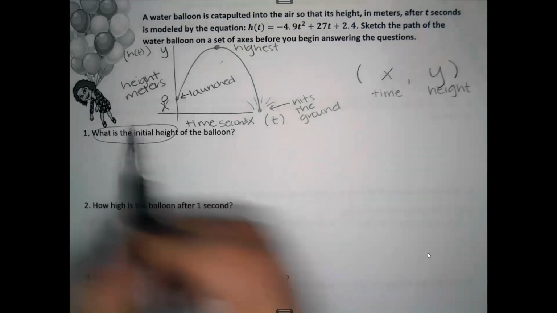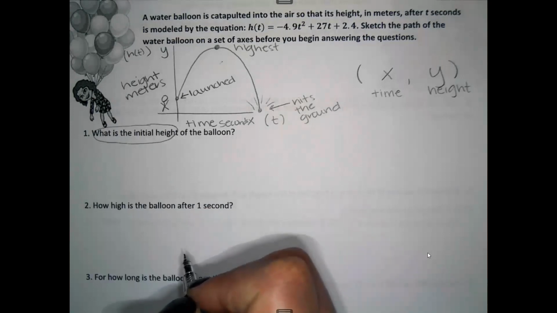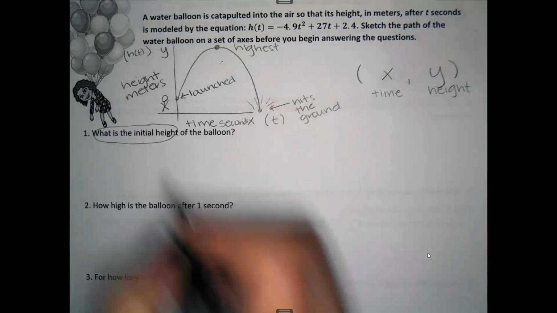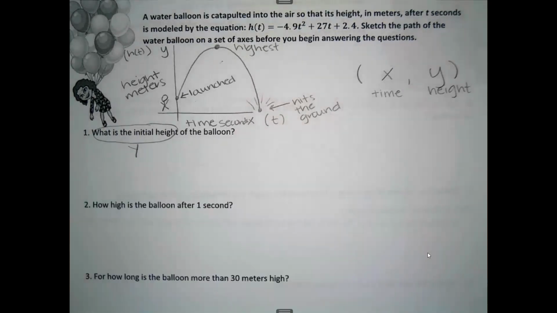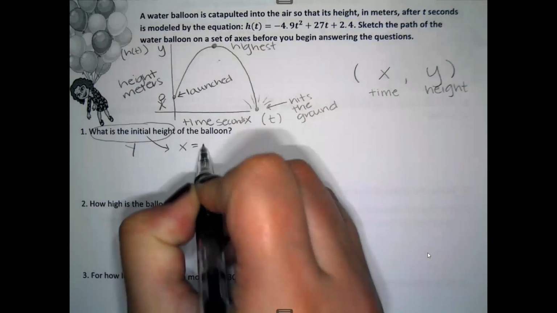So if they said, what is the initial height? Are we trying to find a y value, or are we trying to find an x value? We're trying to find a y value. And then what does the word initial mean? Say it again. Start. What is the starting height? So if they're saying starting height, what is the x value? What's the time value that you think they gave us? If they want the starting height, what time would they have been giving us? 0. So if they say initial, that means that they gave us an X value of 0.